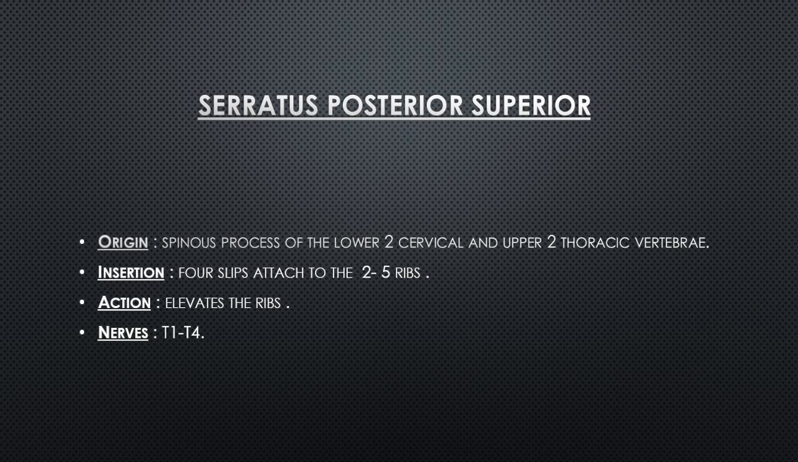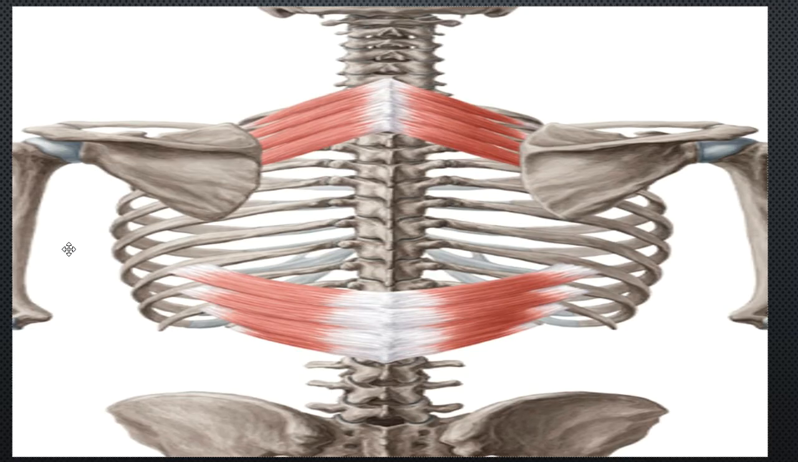We can look here, the fifth rib. The muscle resembles a thin muscular tendinous plate which resides beneath the rhomboid muscles. The action is that it helps to elevate the ribs, and the nerve supply is the intercostal nerves T1 to T4.